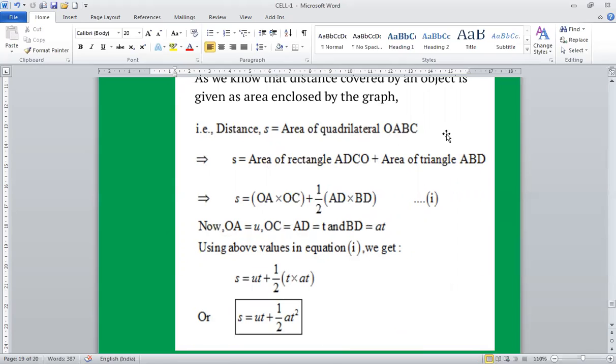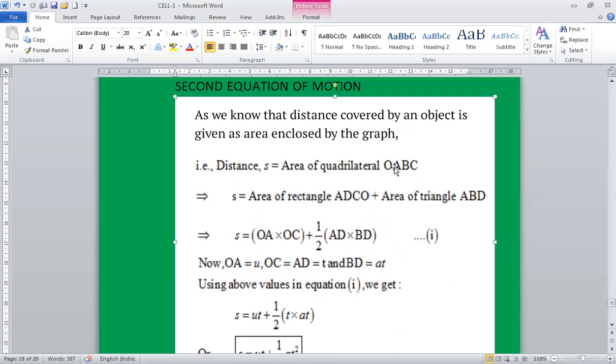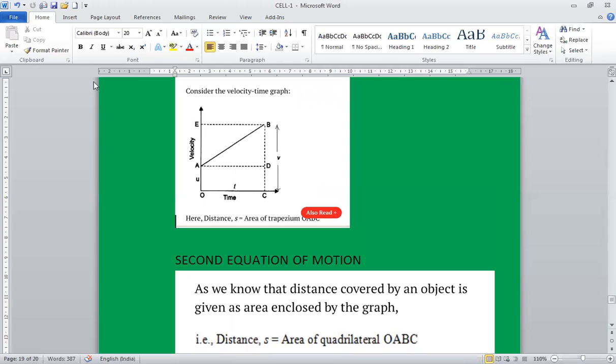Now, what is this OABC? It is the sum of a rectangle plus a triangle. In the graph, you can see that OABC is the sum of this rectangle OADC and this triangle ABD. So the sum of rectangle plus triangle is equal to the area traveled by the object.